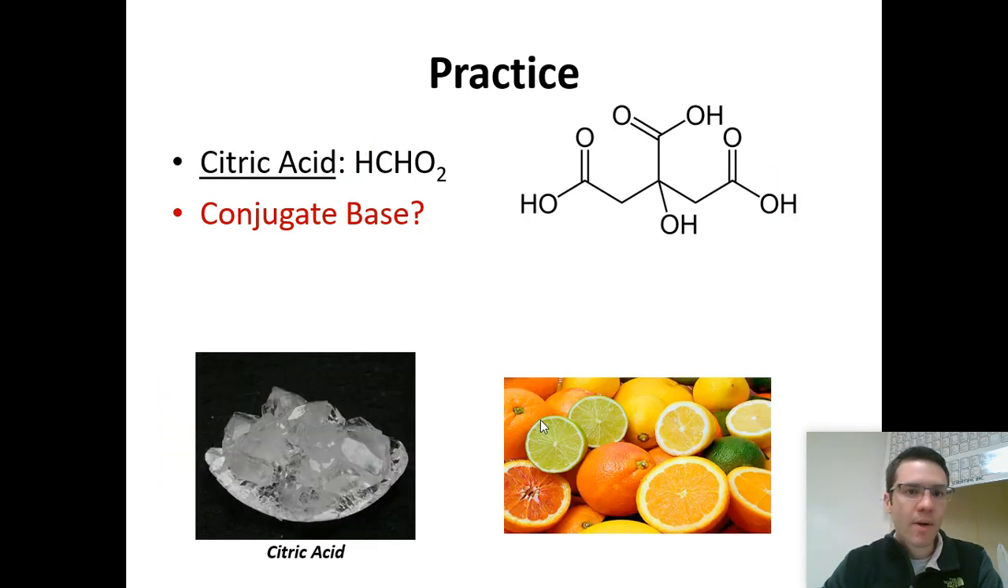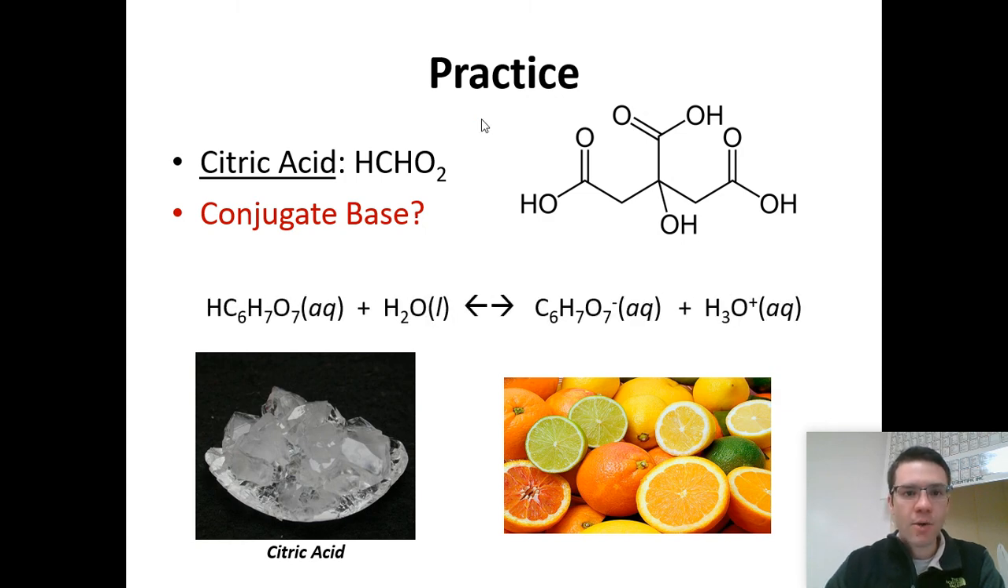Okay. Let's do another one, citric acid. If you've ever had a sports drink that tastes like a citrus fruit, they've added the citric acid in there to make it taste like that. How do I write this equation? See if you can write this dissociation equation for citric acid.